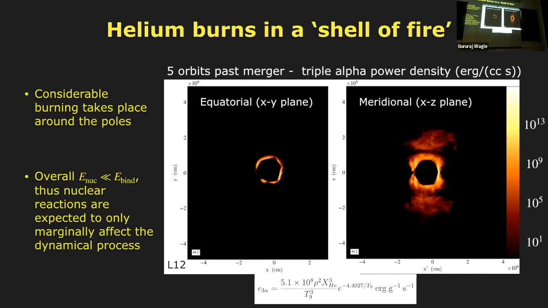This can maybe affect the shape, but overall, the nuclear energy that is produced in this type of binary, this type of merger, is negligible compared to the binding energy of the white dwarf. So it is not expected to affect the dynamical process. That confirms our assumption that we only include hydrodynamic effects and not nuclear reactions.